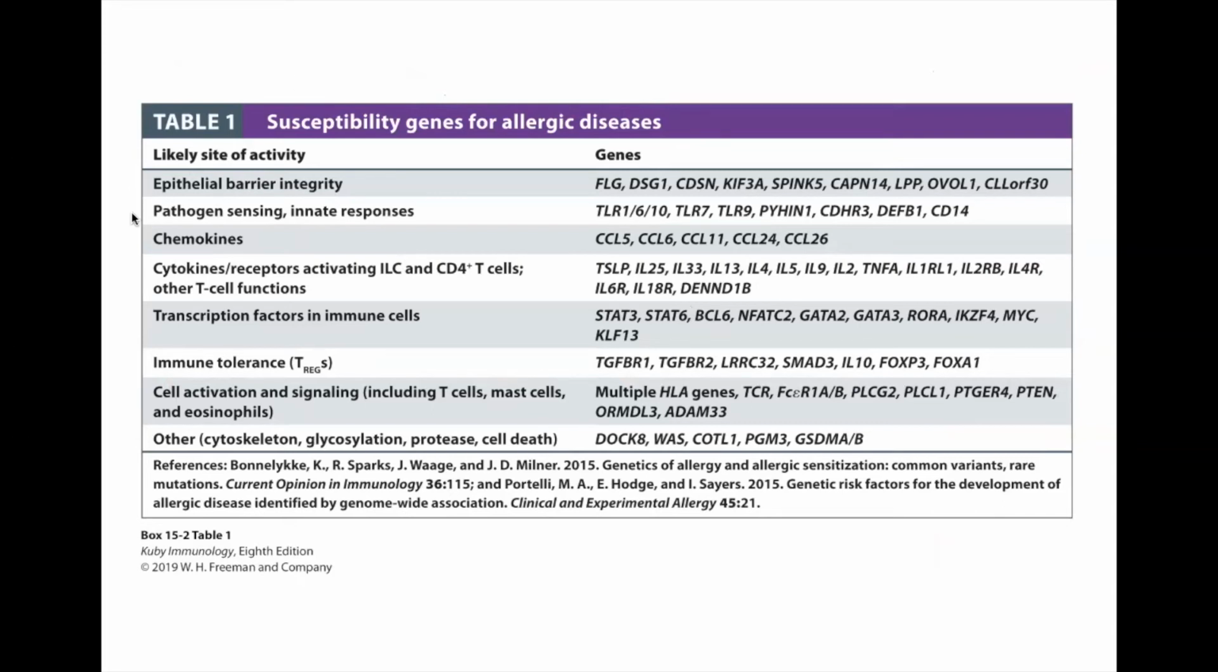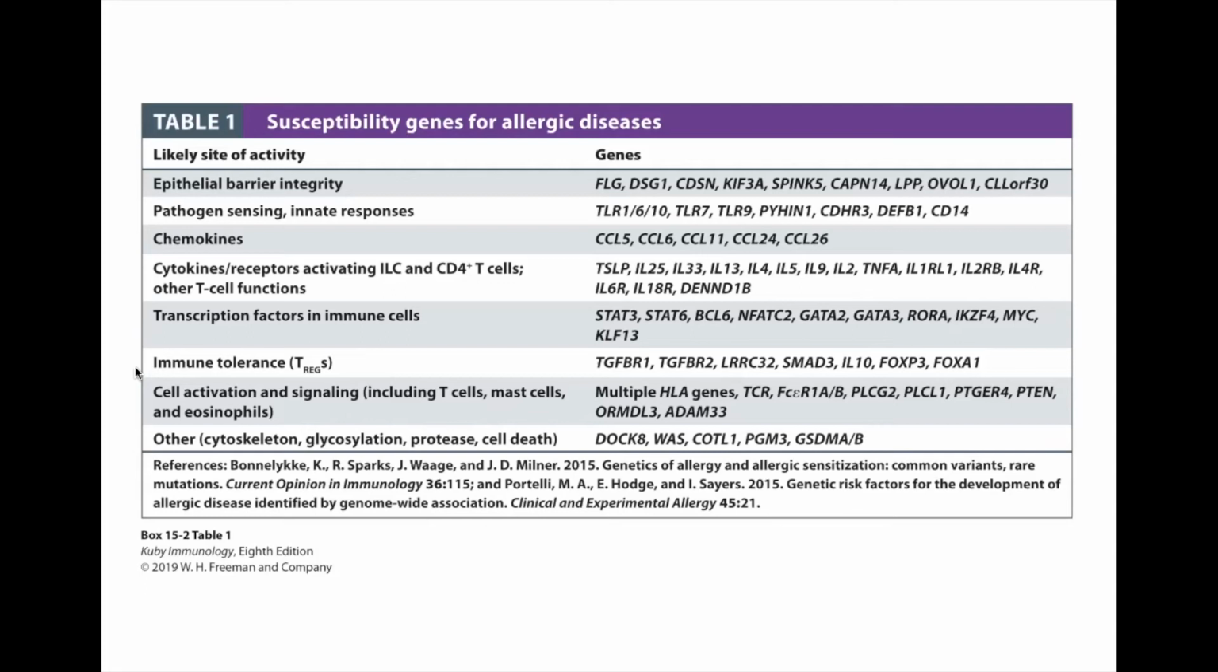And so again, these can have different sites of activity, and you'll see on the right side the different genes. So things like genes that control epithelial barrier integrity, innate response, so how activated the innate system is to pathogens, to allergens, chemokine production, cytokine production, immune tolerance, right? So we need to make sure that we have the T regulatory cells.